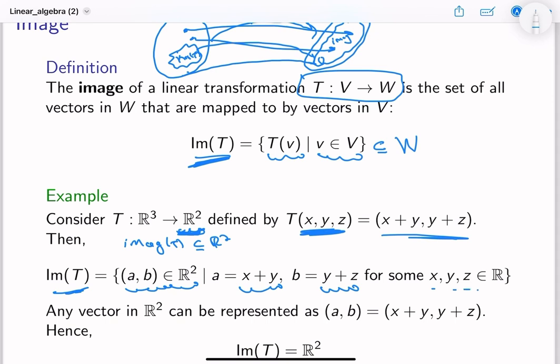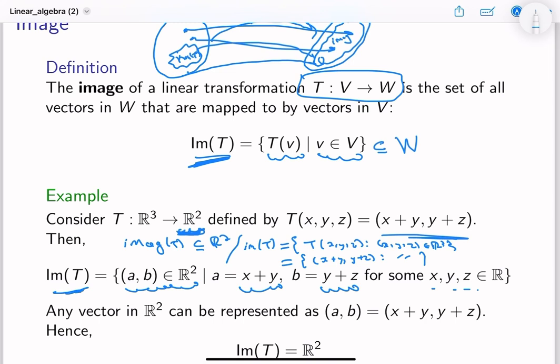So let me just restate this for you, because the image of T is actually the set of all T of (x, y, z) such that (x, y, z) is in the domain, and the domain here is R cubed. What is T of (x, y, z)? Well, T of (x, y, z) is the vector (x plus y, y plus z), and we have the same thing over here.